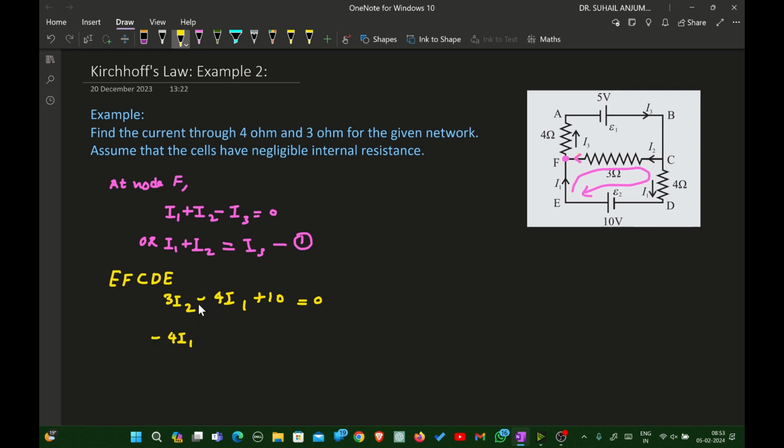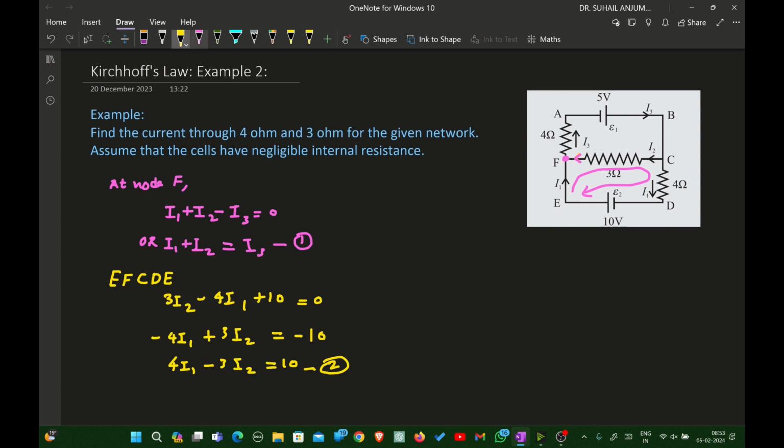Say, okay, I will write down this plus, we have 3 times I2 is equal to, if I take 10 on the other side, it will be minus 10. Now multiplying throughout by minus sign, so it will be nothing but what? 4 times this minus will become plus, this plus will become minus, and is equal to this minus will become again plus. So this is our equation number 2.